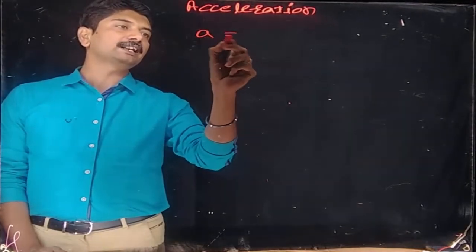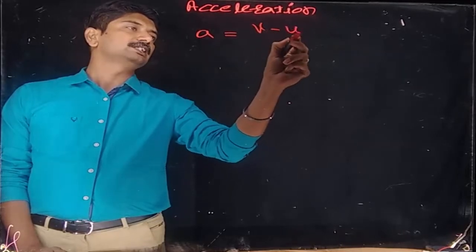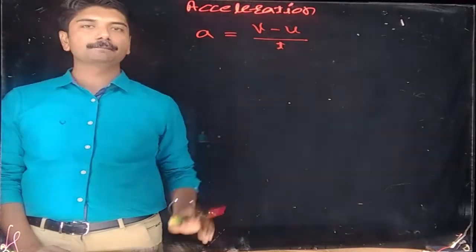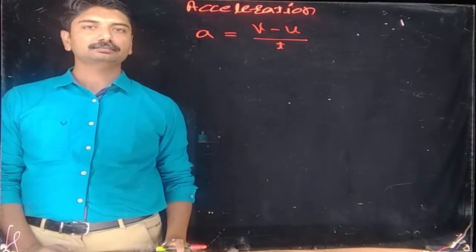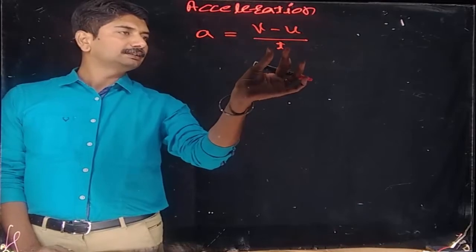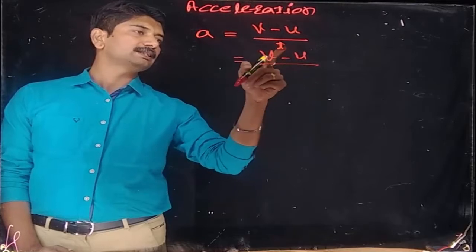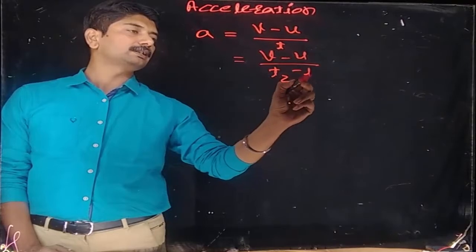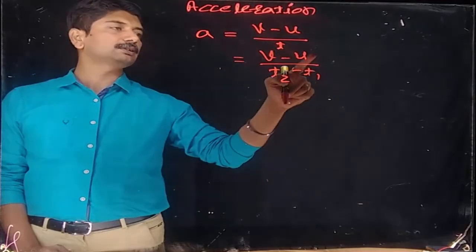It is denoted by a. a is equal to final velocity minus initial velocity divided by t. v minus u divided by t. Here t is a time interval, not a time instance, which is nothing but the difference between t2 and t1. At time instance t2, the object has velocity v. At time instance t1, the object has velocity u.